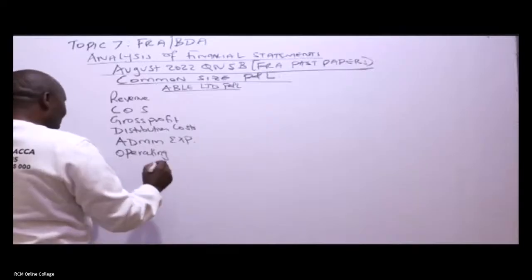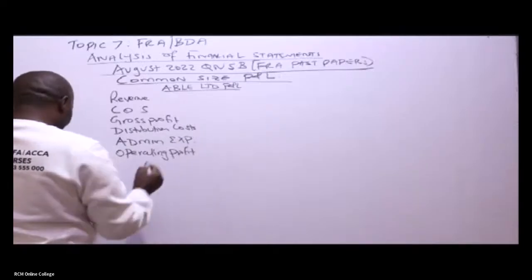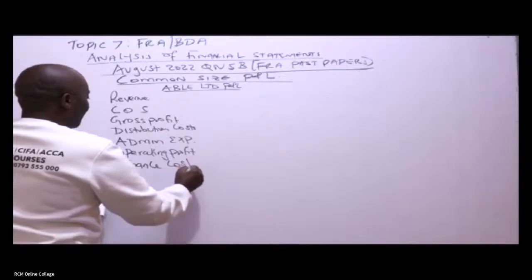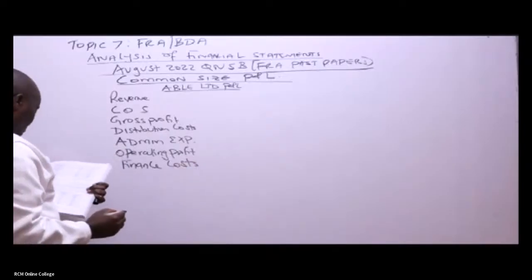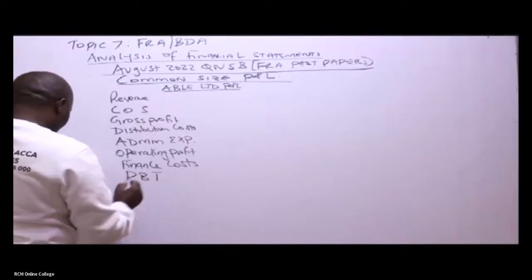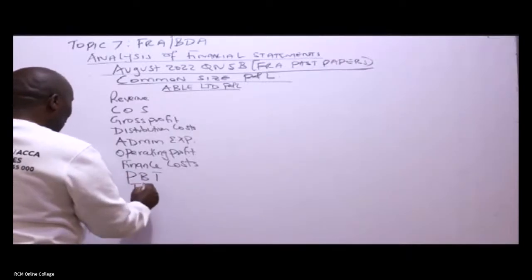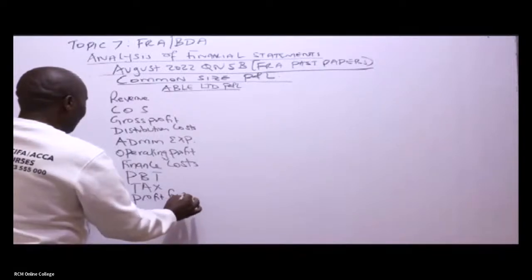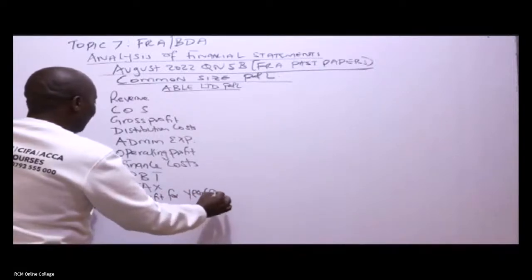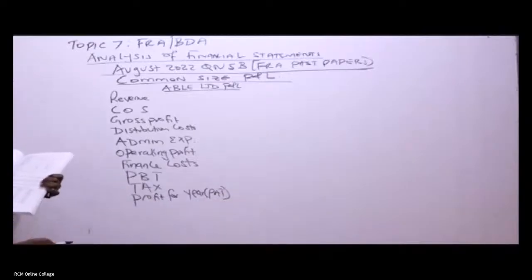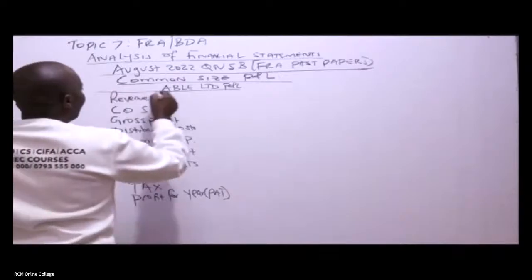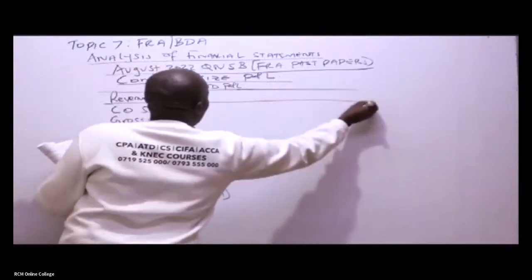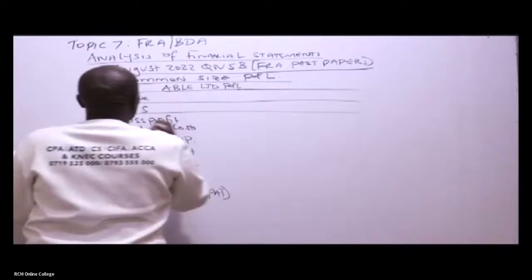You guys are not copying anything. Already you have the question. So we have operating profit. We have finance costs. We have a PBT, profit before tax. And then we have profit for the year, our PAT, profit after tax. Because my board is just a clean sheet, I'll be forced in this case just to put lines for the sake of you being able to follow.